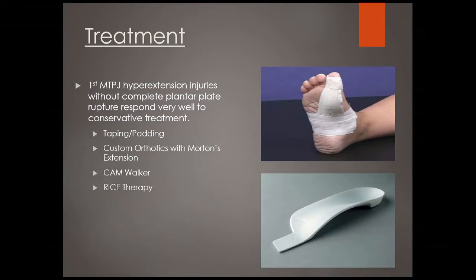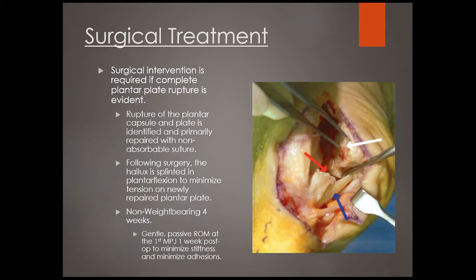That right there will limit the range of motion at the great toe joint to allow a patient to return to activity. Cam walker and rest, ice, compress, elevate. Surgical treatment. If it does get to the point where a patient has failed immobilization and has failed physical therapy, we do take these patients to surgery.